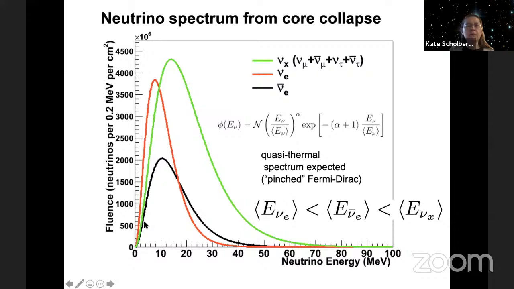And so the electron neutrinos are red, so they're the coolest, with the lowest average energies. Here are the electron antineutrinos, and then this is the sum of the other flavors, and I'll call these other flavors nu x. And so this is just a typical kind of spectrum. You can see the peak here is a few tens of MeV. So it's like 10 MeV, maybe up to 20 or so, depending on the flavor. So that's what this looks like.